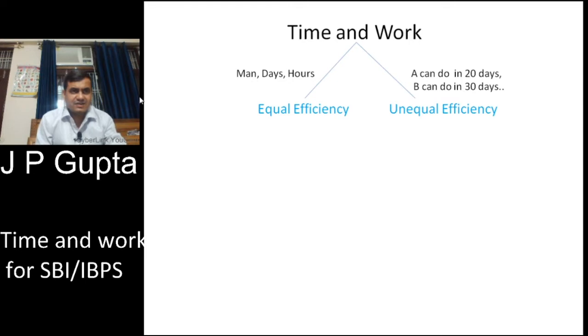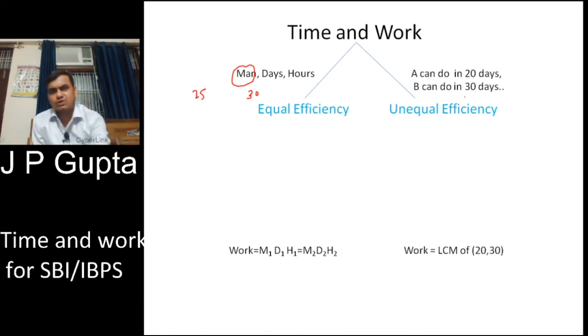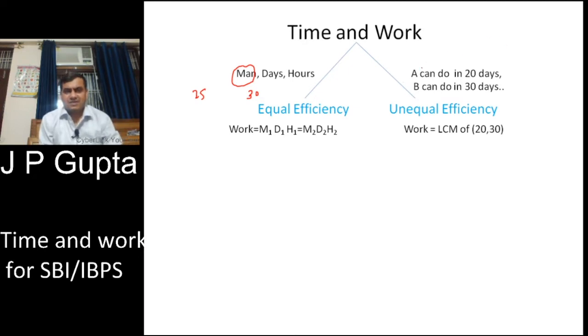Data is given in terms of men, like 25 men for example. They can do a work in 30 days or certain hours, sometimes hours is not given. So M is the category of efficiency, and D is obviously days, which is time. Another category is unequal efficiency, like A can do a work in 20 days, B can do it in 30 days. The approach to solve equal efficiency questions is to equate work with M1 D1 H1.